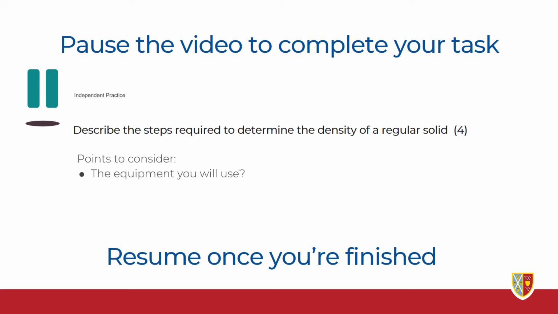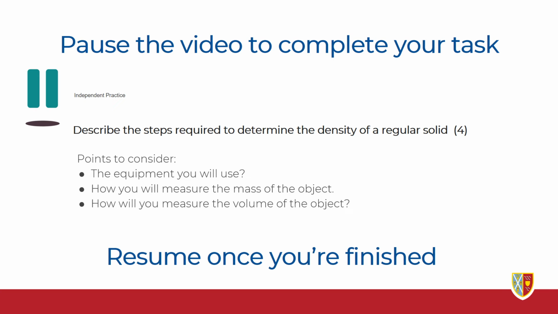As you're doing it, you will want to think about some points to consider. What equipment will you use? How will you measure the mass of the object? How will you measure the volume of the object? How will you calculate the density of the object? You have to be specific. There are 4 marks available, so think about the 4 bullet points that are there. Again, pause the video and resume it when you're done.